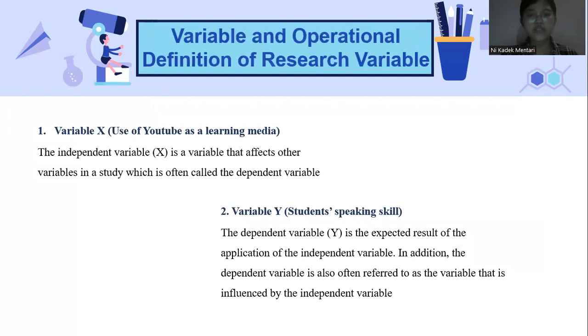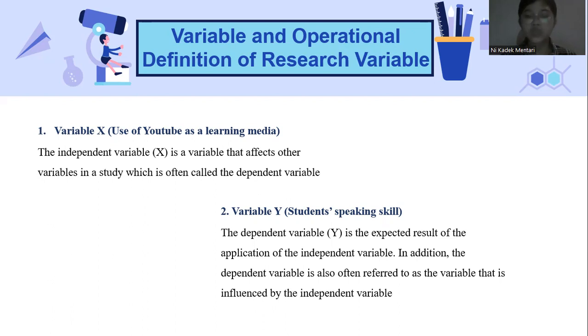Alright, everyone, so next I would like to explain to you about the variables and the operational definition of the research variables. Here I would like to explain the variables of my research. I use a variable X, which means the independent variable, a variable that affects another variable in the study, which is often called the dependent variable. In the study, the independent variable is the use of YouTube as a learning media.